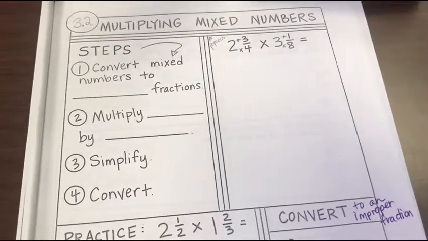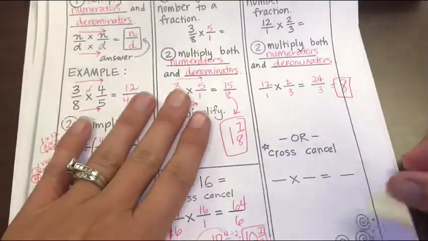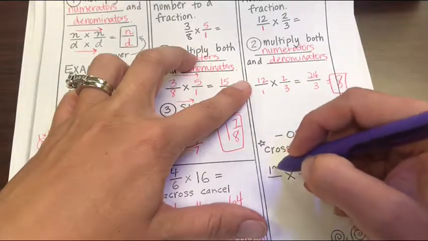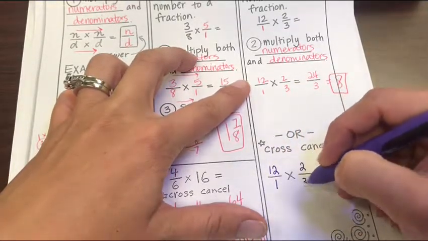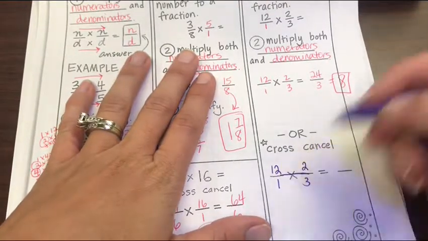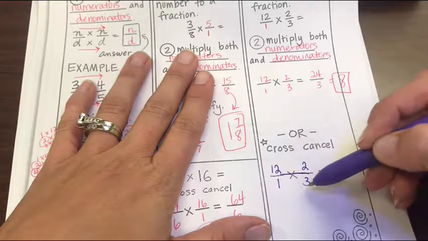Okay, we're going to start with actually page 21. This was yesterday's lesson, but I want to teach you how to cross cancel. So we're going to take this problem and write it back down. 12 times 2/3. When you are cross canceling, you're looking at one number in the numerator and one number in the denominator.